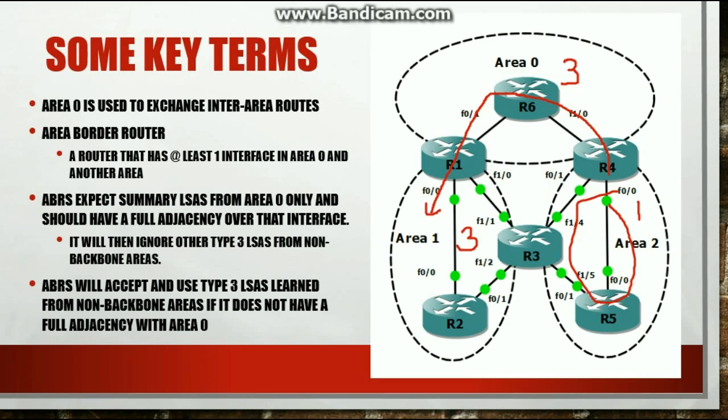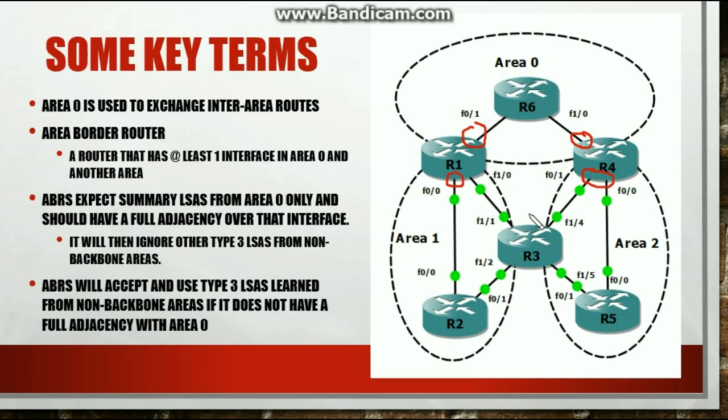So, what is an area border router? Well, it is a router that has at least one interface in area 0, and another interface in another area. Based on our topology here, we have two routers, possibly three, that are area border routers. This interface right here is in area zero, and this interface on R1 is in area one, so that meets the criteria. So this router is an area border router for OSPF. Same thing with router four. That interface is in area zero, these interfaces are in area two, bam, ABR.